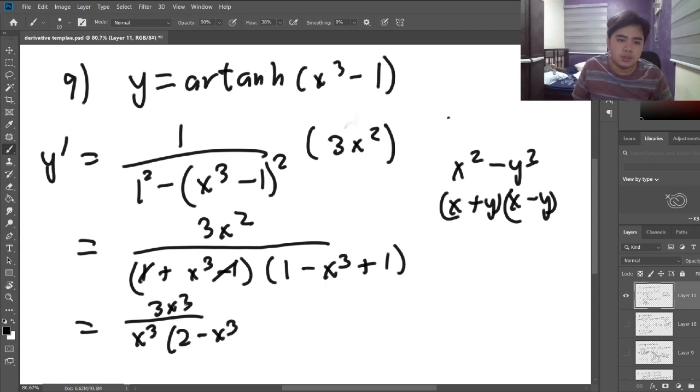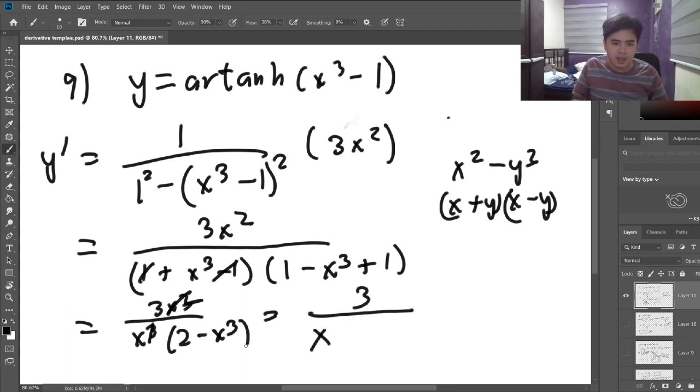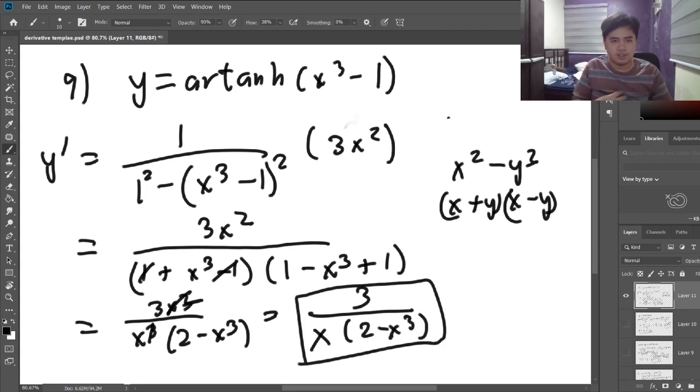So this is x squared, okay? This is x cubed here. We can cancel the x squared out. We get x on the bottom. So 3 over x, and then 2 minus x cubed. That is the final answer. Good.